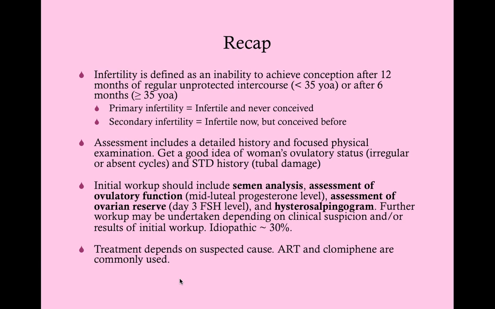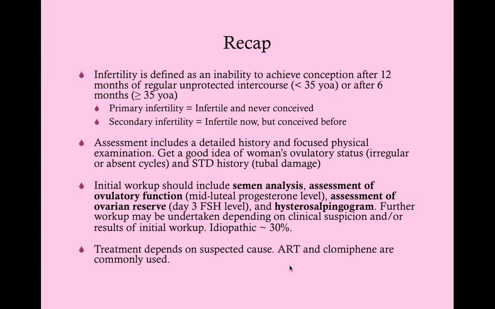So just to recap, infertility is defined as the inability to achieve conception after 12 months of regular unprotected intercourse if she's under 35, or after six months if she's over 35. Remember, primary infertility is infertile and never conceived. Secondary infertility is infertile now, but they've conceived before. Assessment includes a detailed history and focused physical examination.